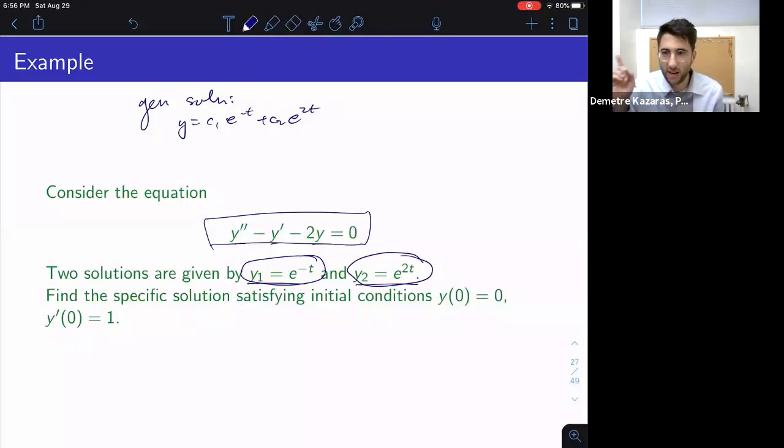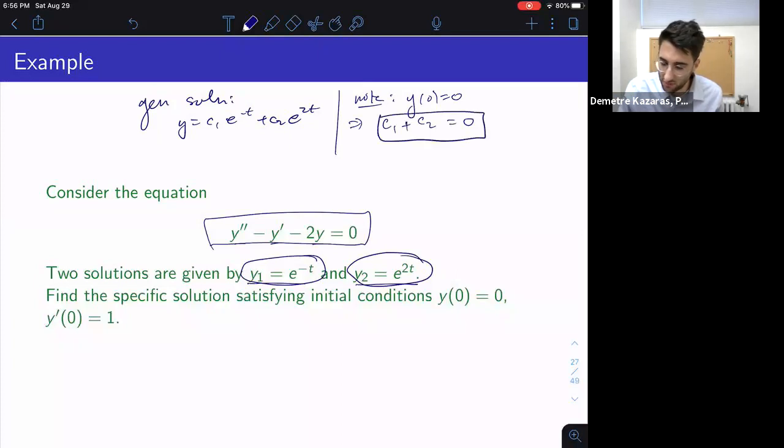So we already have that. Now we want to figure out what are the values of the constants that make this general solution satisfy these two initial conditions. Okay, so let's do that. Note, I want that at time 0, I want to get 0 out of this. Well, what does that mean? Let's plug in 0 into the formula for the general solution. I get C1 plus C2. I want that to be 0, okay? Or in other words, C1 is equal to negative C2.